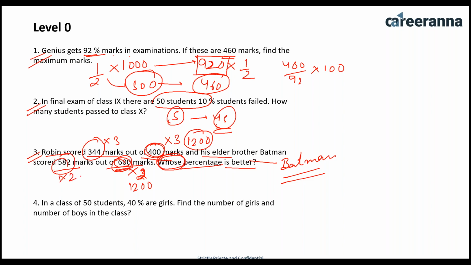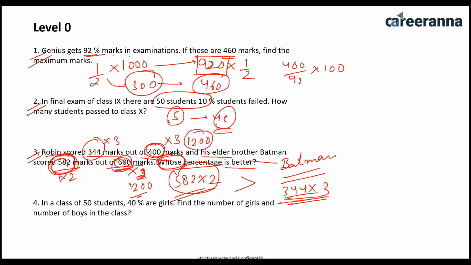Is it clear to all? If I do this, what is the value here? Batman's score out of 1200 will be 582 multiplied by 2, and Robin's score out of 1200 would be 344 multiplied by 3. Is it clear to all? Now I can clearly see that this number is greater than this number.